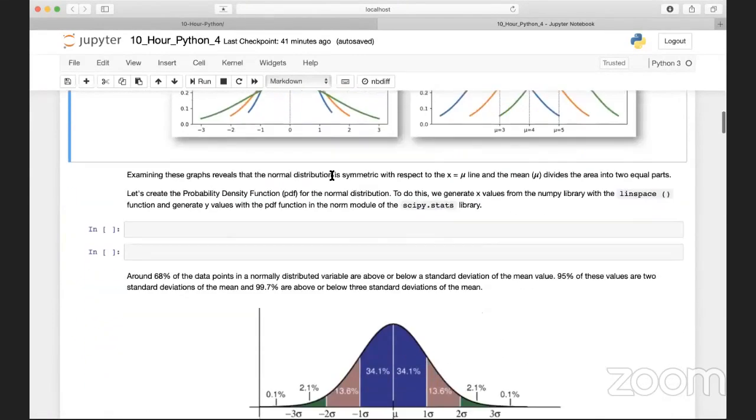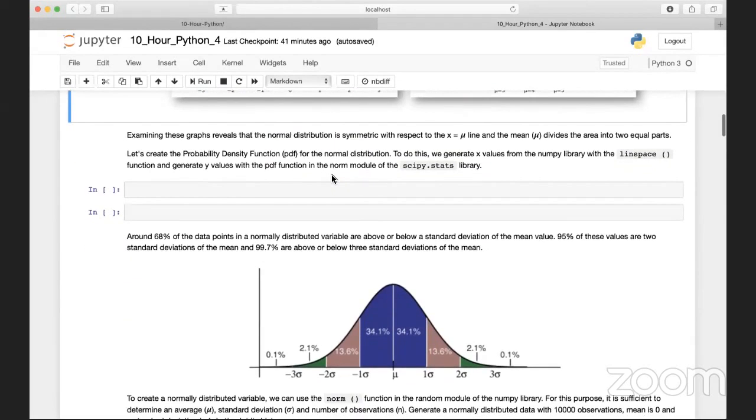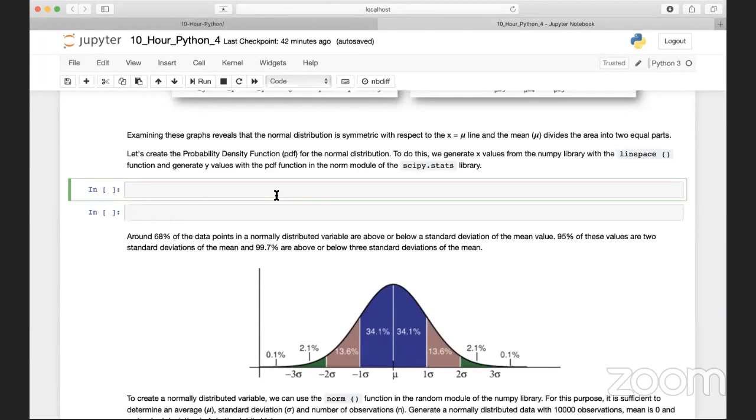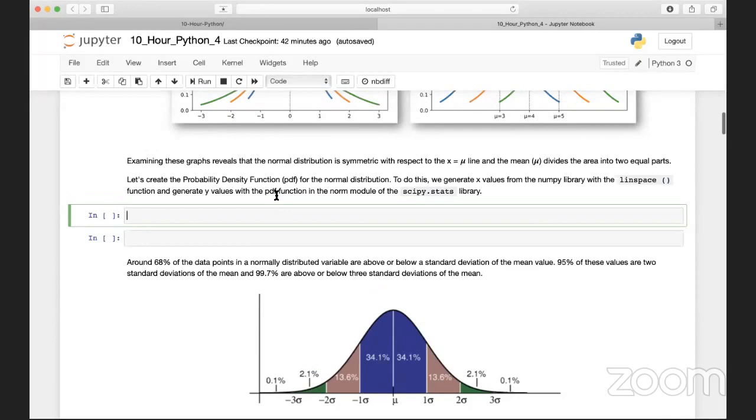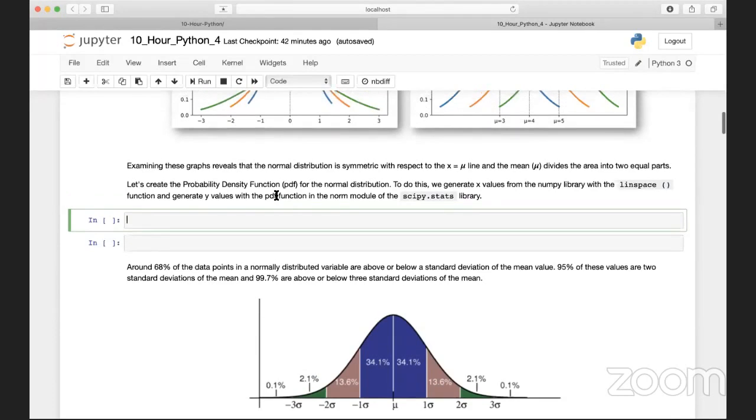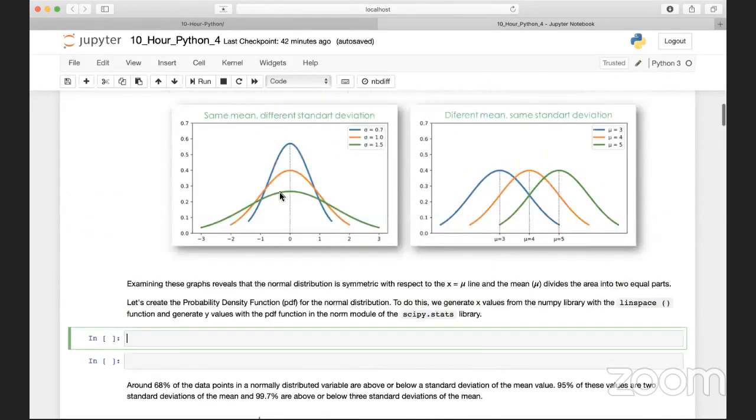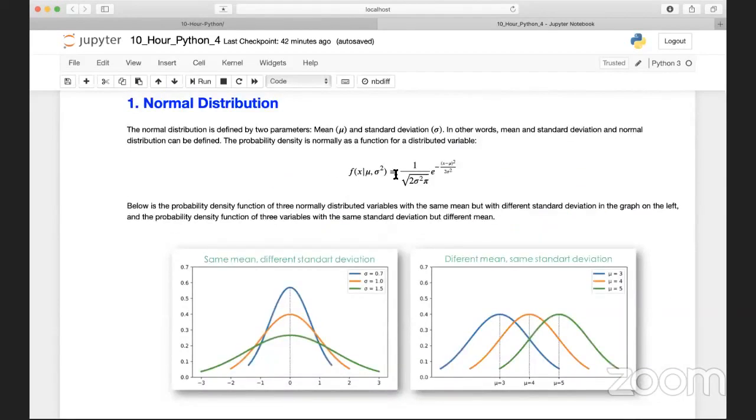All right. So let's make some examples and try to generate our own normal distribution. We can do that using different libraries. For the sake of this practice, I will use SciPy and try to generate the probability density function. Sorry, I would like to talk more about the probability density function before moving forward.